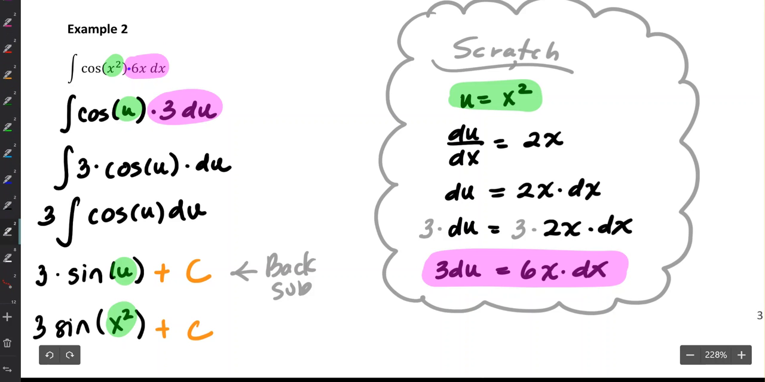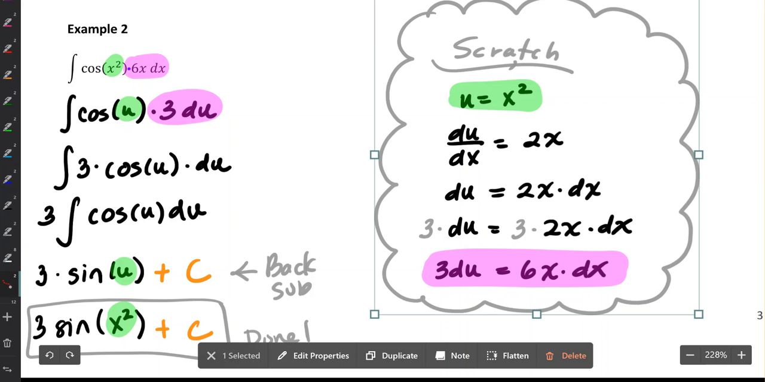Now I'll leave the check to you. What do you want to check? If you differentiate this antiderivative, this general antiderivative, you should end up with cosine x squared times 6x.